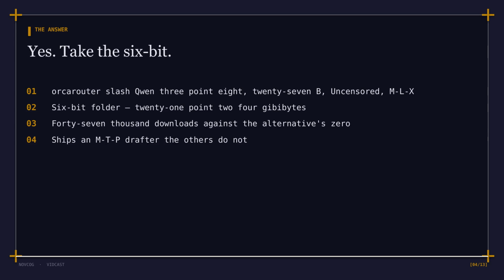So, the answer to the original question, yes, take the Orcar-Bowder build, the 6-bit folder, 21.24 GB on disk. It has 47,000 downloads against the alternative's 0, which means other people have hit its problems before you will. And it ships something the alternative does not, a separate MTP drafter for speculative decoding. That part is not in dispute, and I want to be clear about it up front, because everything I'm about to say is about the evidence offered for that recommendation, not about the recommendation itself.